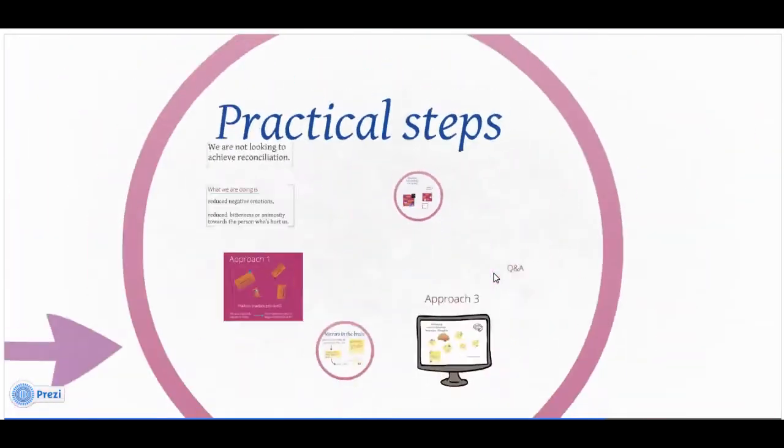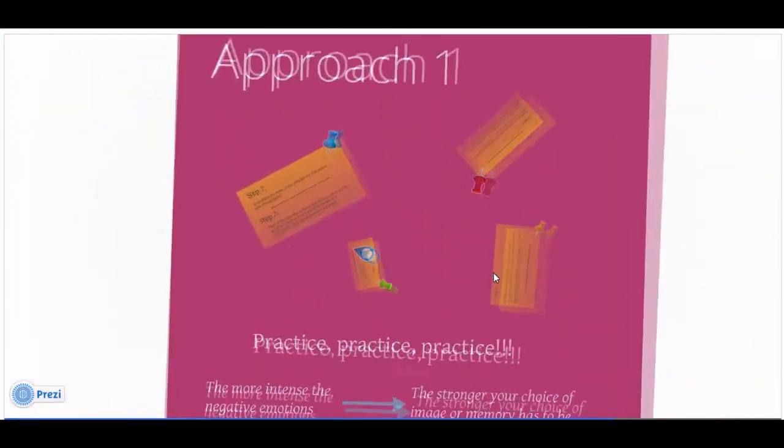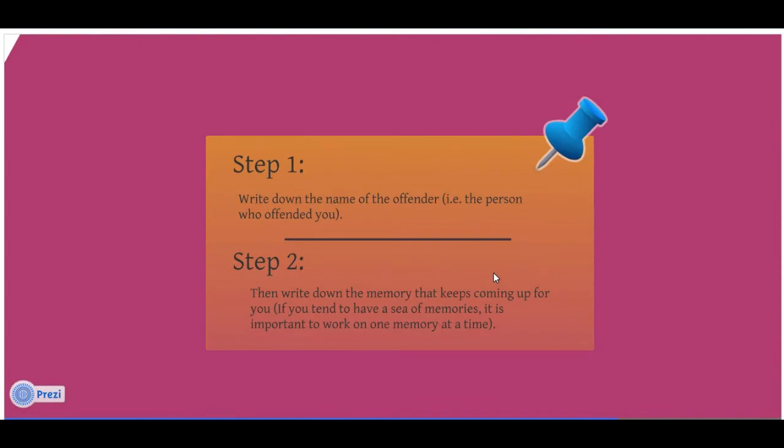So we then move to the technique itself. We go to step 1. We've written down his name. We know who he is. He was your ex. And then step 2 is to write down the memory that we want to work with. It's best to be specific. I know I'm asking you to be very, very specific, to choose a particular memory.